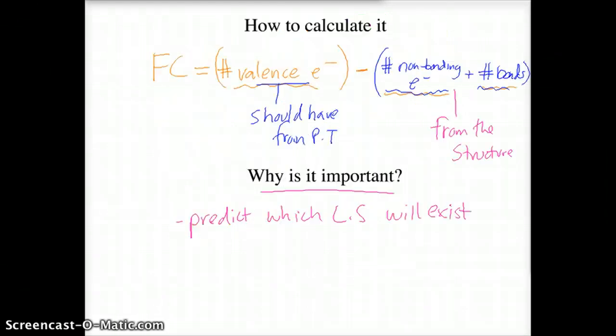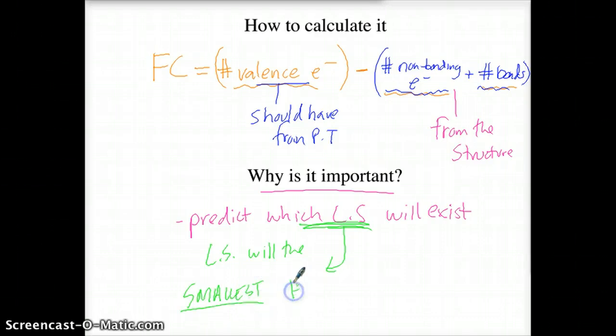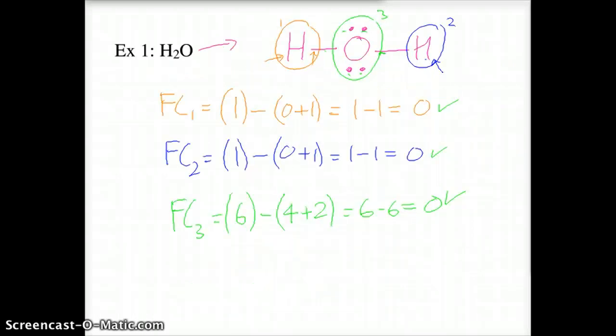But if we go back to why this is important, we learned that formal charge allows us to predict which Lewis structure will exist. How do we know which Lewis structure will exist? It's the Lewis structure with the smallest formal charges. Okay? So here, the total formal charge is 0 plus 0 plus 0, so formal charge total is 0. And the formal charge on every atom is 0. So this is a very stable Lewis structure for H2O.